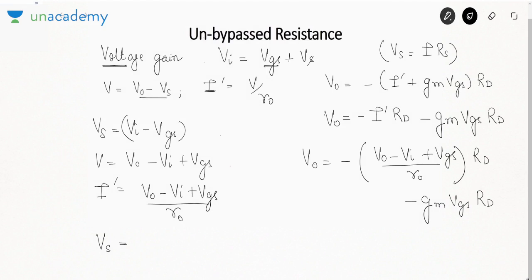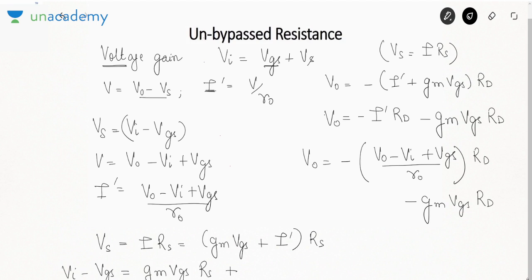So I'll write Vs is I RS, I is gm VGS plus I dash. Okay. And Vs is Vi minus VGS, equals gm VGS RS. And what about I dash? I dash is how much? V0 minus Vi plus VGS, this I dash, RS by R0.